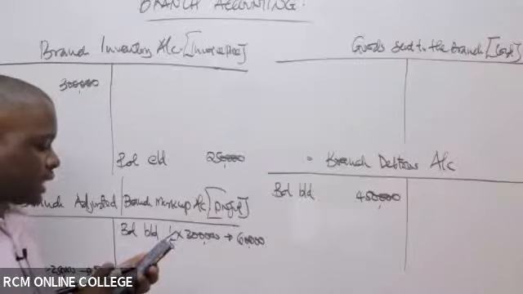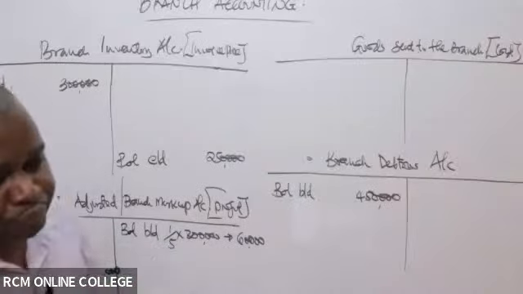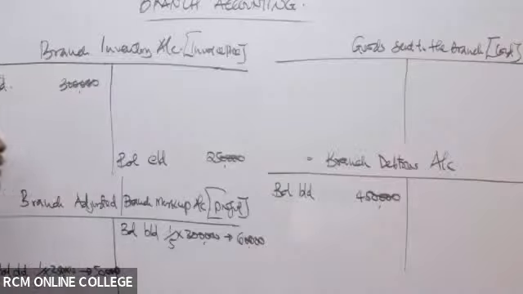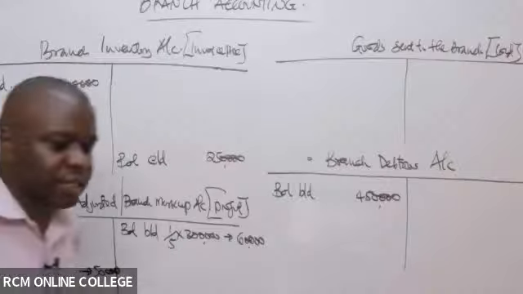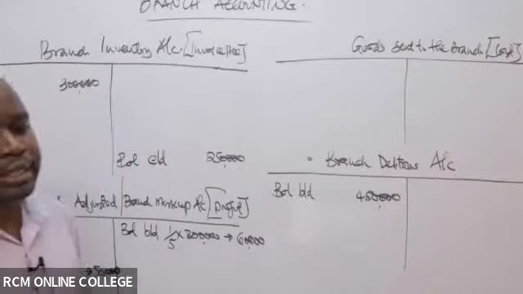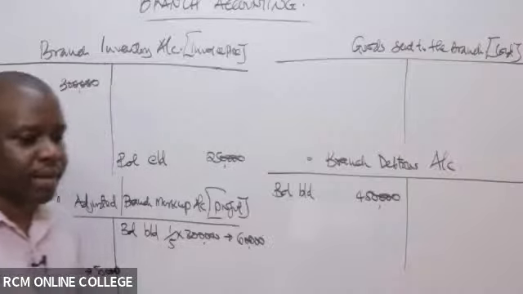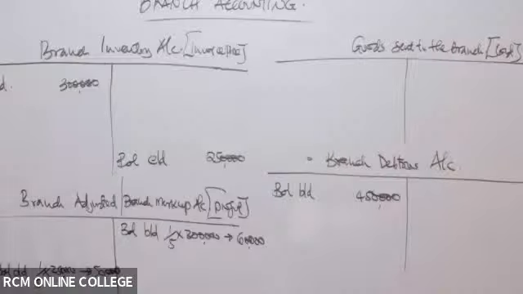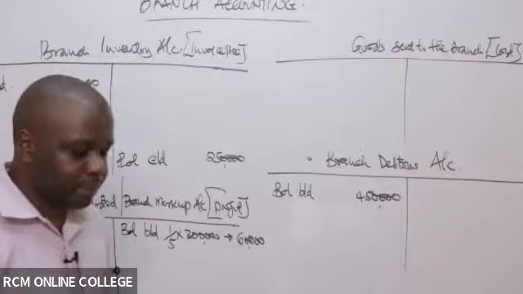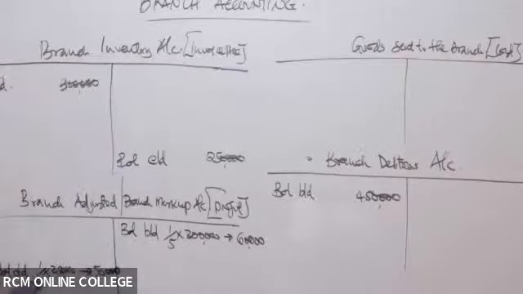And of course, in this case, whenever goods are sent to the branch, what do we do? If you look at your journal entries, whenever goods are sent to the branch, maybe you can tell me what we are supposed to do. Whenever goods are sent to the branch, we debit which account? We debit the branch stock account.